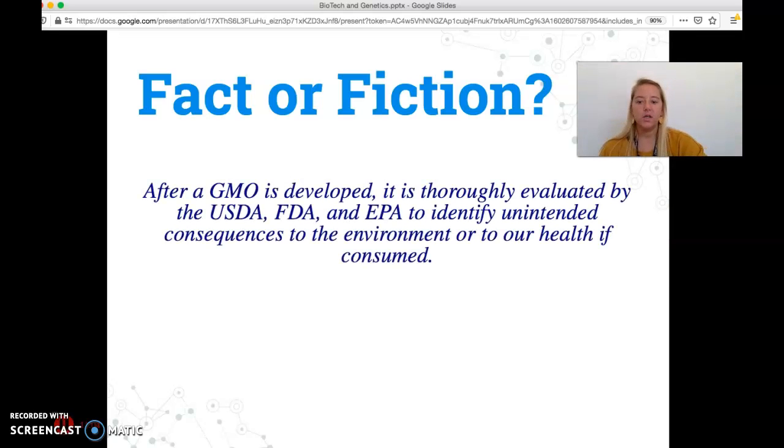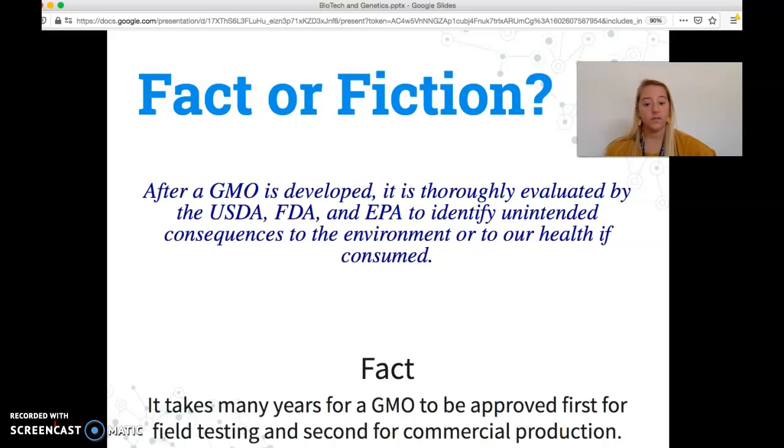Fact or fiction, after a GMO is developed, it is thoroughly evaluated by the USDA, FDA, and EPA, so Environmental Protection Agency, Federal Department of Agriculture, and U.S. Department of Agriculture. I think the FDA might be Federal Drug Administration, might actually be what that stands for. Okay, so to identify unintended consequences to the environment or to our health if consumed. So this is actually true.